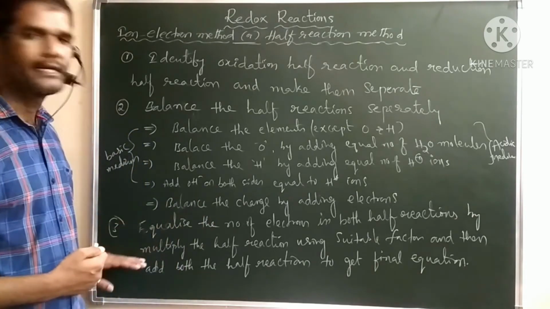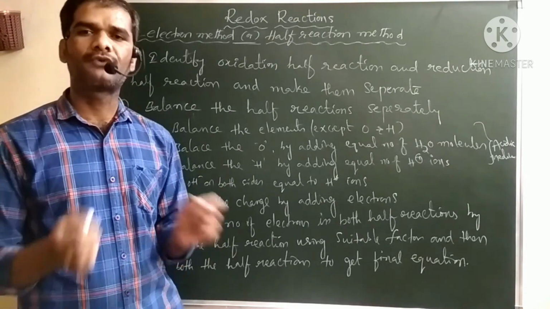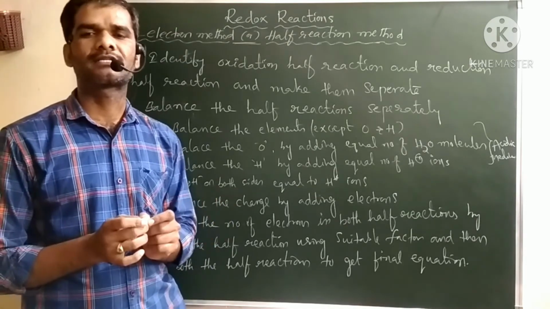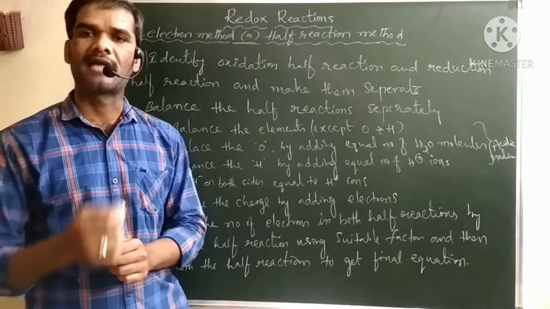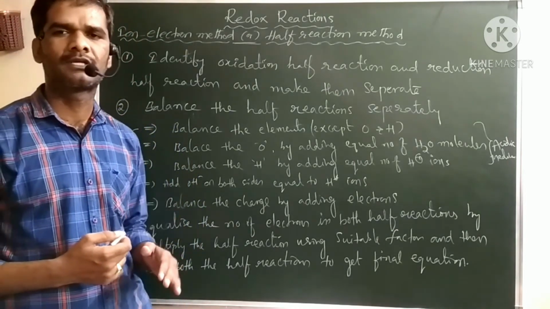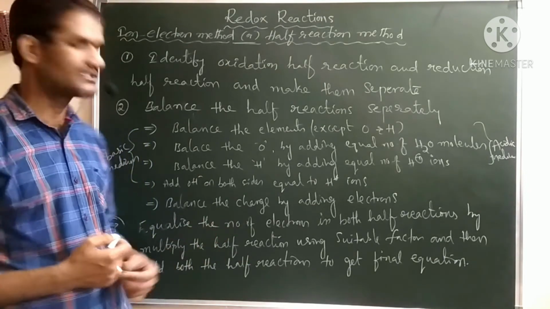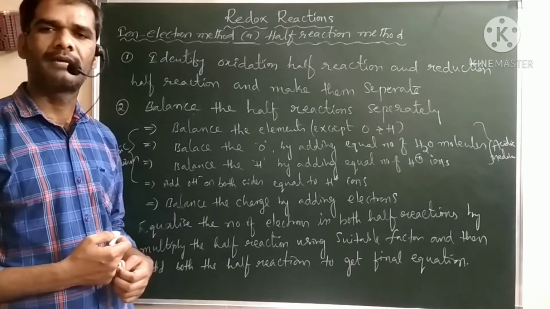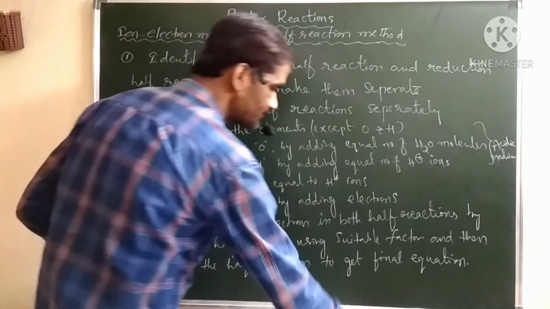After that, at last, we have to add both the half reactions. Before adding, we should take care that in both half reactions the number of electrons should be equal, because these electrons should be cancelled in the final equation. In the final equation there should not be any electrons. They should be cancelled out. That is why we have to make the number of electrons equal in both half reactions. Now we will see some examples.